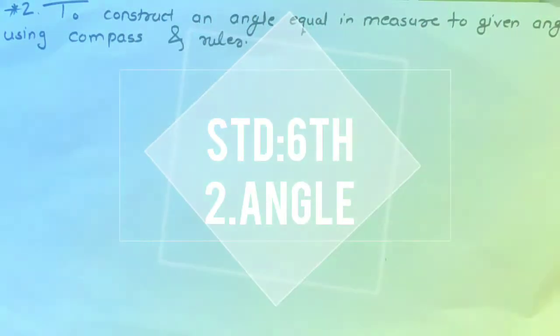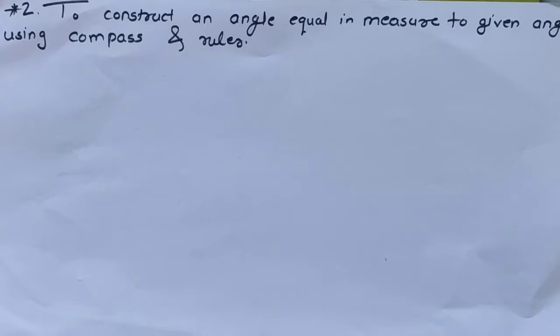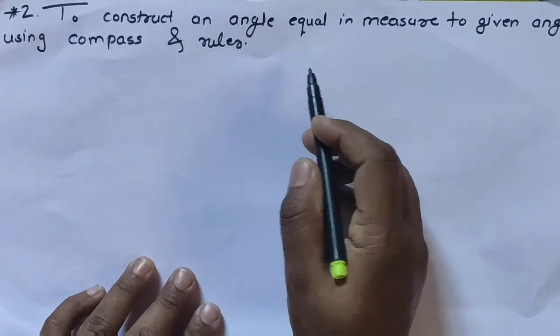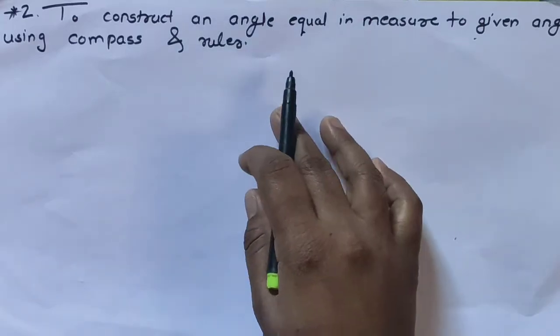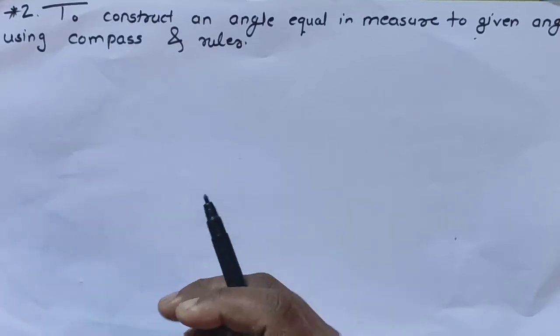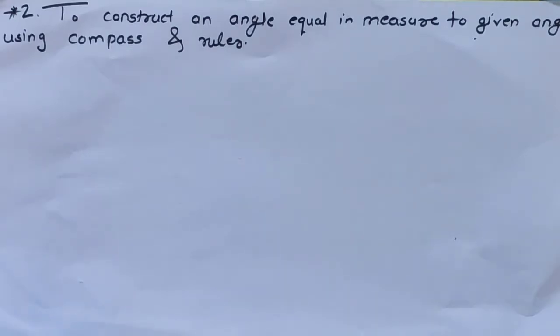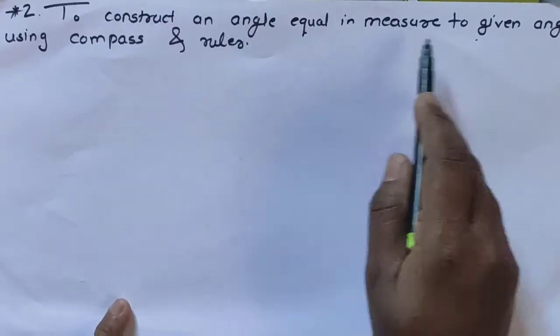Hello children, in continuation with the angle, today we will see how to construct an angle in equal measure to a given angle. Yesterday we saw how to draw the angle bisector for a given angle, and how, if the measure of an angle is given, to construct the angle and afterwards draw the angle bisector for it. So today we will see an angle equal in measure to a given angle.